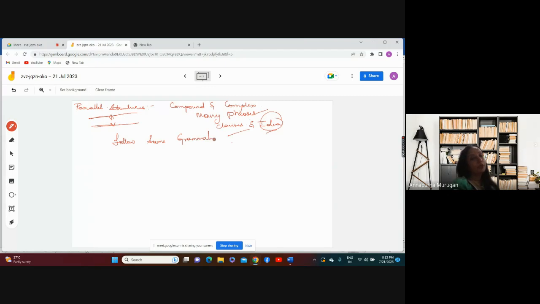That means if you are using one form in the first part, make sure that you will be using the same form in the rest of the parts also. Okay, so that is your parallel structure. For example, I like to sing, dancing, and to write novels. Now, is our sentence correct?